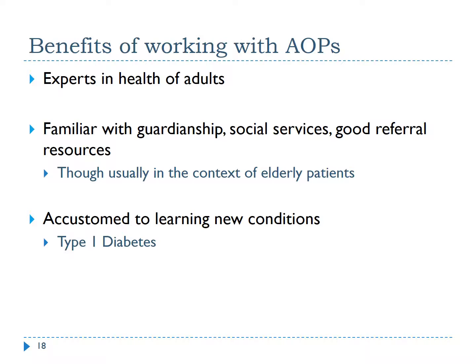From vital signs to prescription dosages, adult-oriented providers anticipate natural changes in health that come with aging. They frequently have difficult conversations with patients and caregiver family members, for example, about guardianship. The key is that they usually do this with their elderly patients and not with their youngest patients. Finally, adult-oriented providers are accustomed to learning about new conditions. They are fully capable of learning to treat your students.